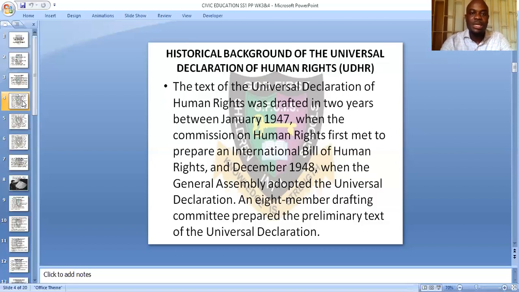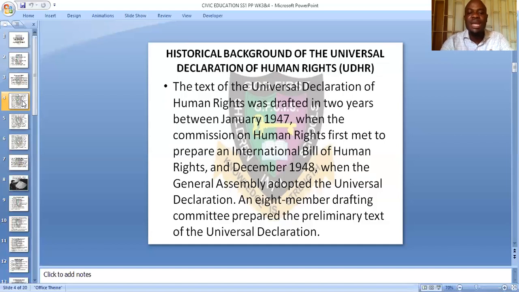Now, the text of the Universal Declaration of Human Rights was drafted in 2 years, between January 1947 and 10th of December 1948, from when the Commission on Human Rights first met to prepare an international bill of human rights, to December 1948, when the General Assembly adopted the Universal Declaration of Human Rights. That is, after the whole thing, it was adopted by the General Assembly of UNO, that is United Nations Organization.